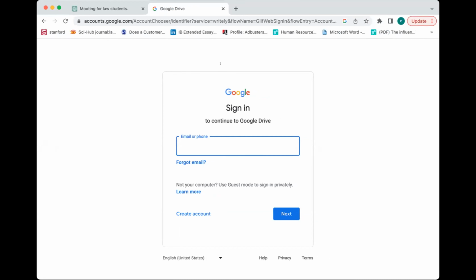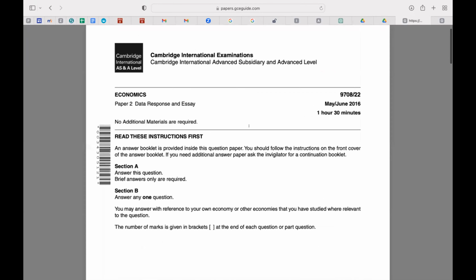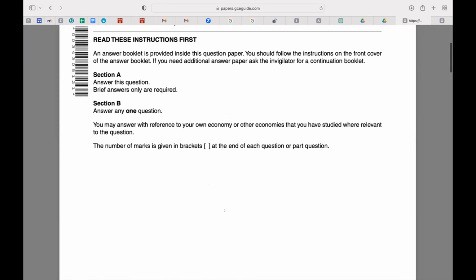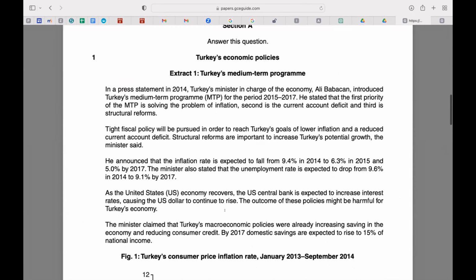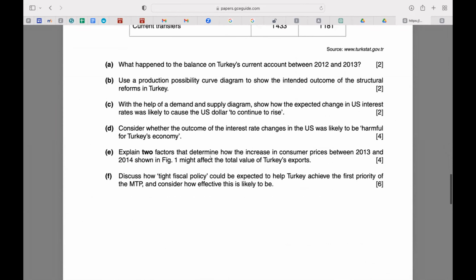So can you see my screen? Yeah. What can you see? It says sign in Google. Oh, I think I've shared the wrong one. Now can you see a paper? Yeah. Okay, so this is how your paper would look like. This is actually paper 2. It is going to be 1 hour 30 minutes long. It would have 2 sections. It is a data response type of thing, so they're going to give you an extract, and you'll have to read it and then answer the questions accordingly.